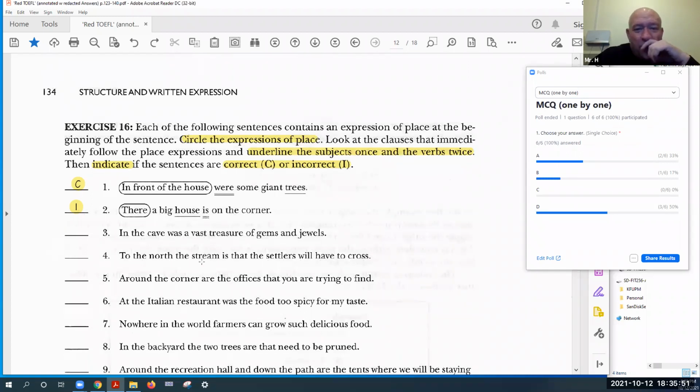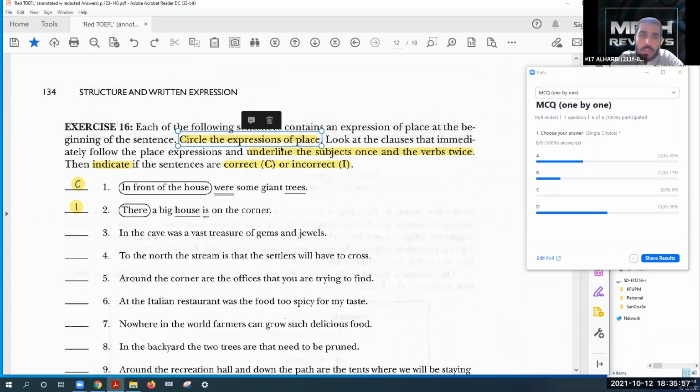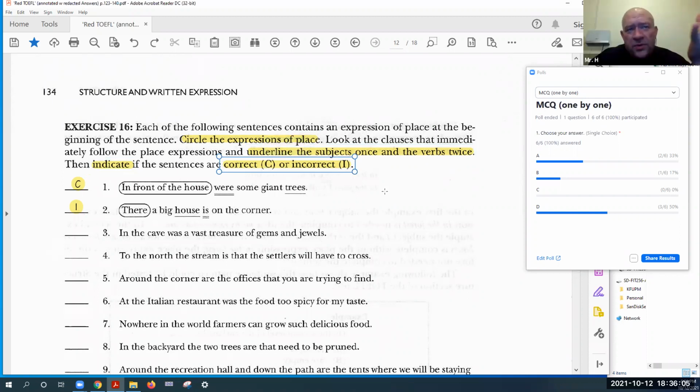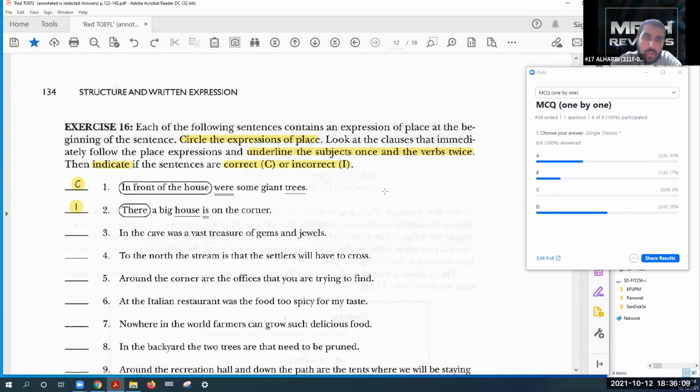So how do we do this, Al-Harbi? Circle the expressions of place. Underline the subject once and the verb twice. Indicate correct or incorrect. Good. Do you want to try to read number one? Read the example for us. In front of the house were some giant trees.